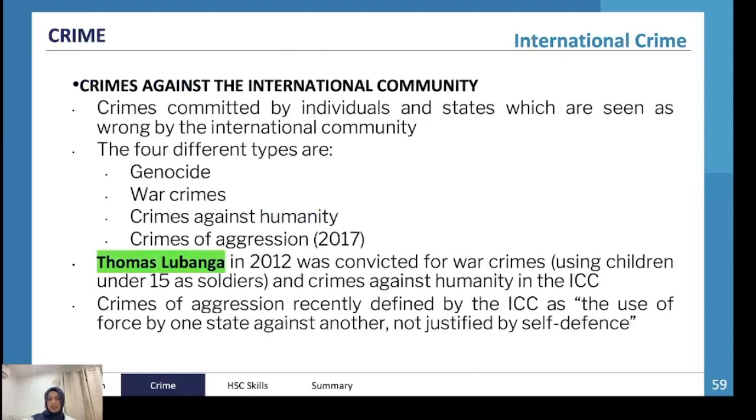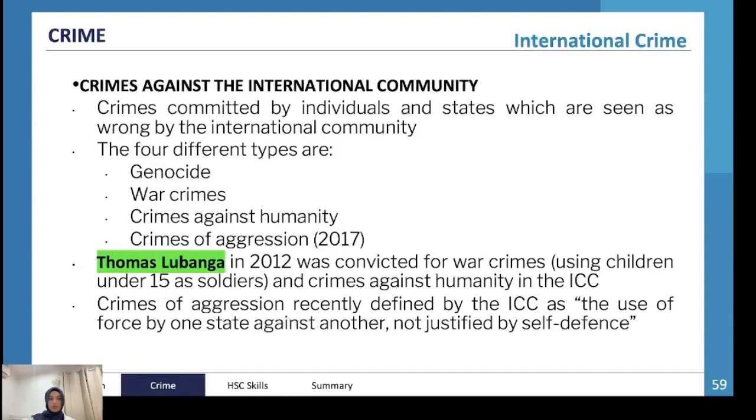Now we're looking at international crime. So international crime is another topic that is within the crime syllabus. We're going to start off by looking at crimes against the international community. So crimes committed by individuals and states which are seen as wrong by the international community. There are four different types of crimes against the international community. Number one is genocide. Number two is war crimes. Number three is crimes against humanity. And number four is crimes of aggression.